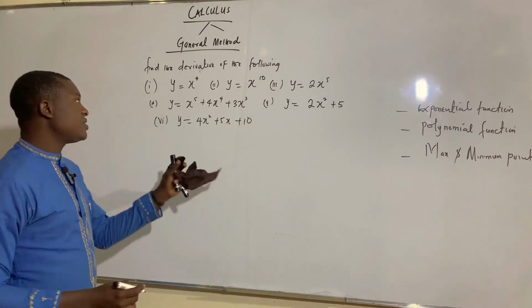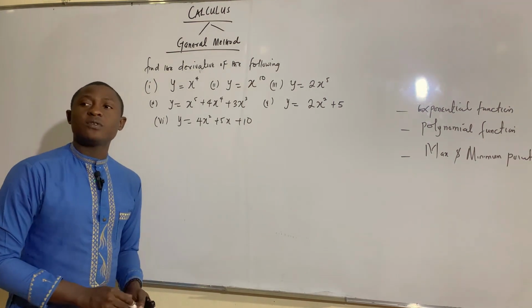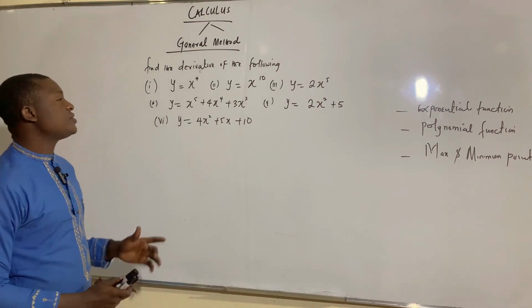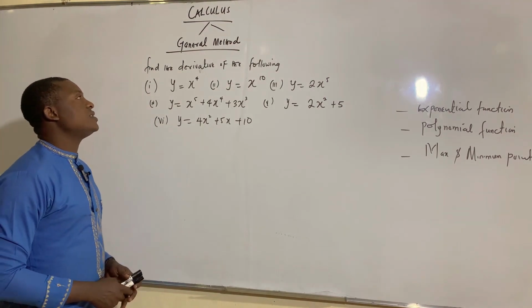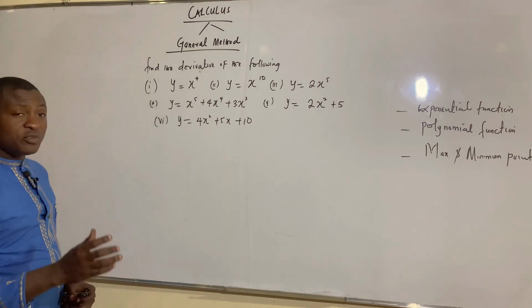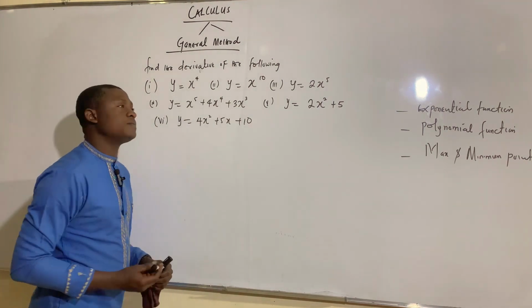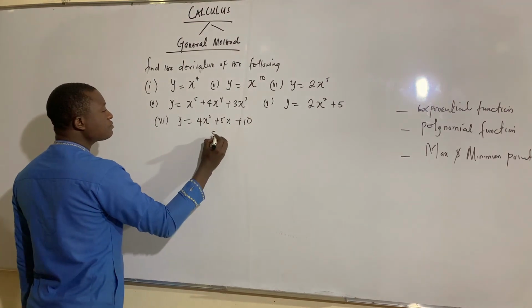So now let's look at this simple question. It says to find the derivative of the following. The first one, they say y is equal to x raised to the power of 4. The second one is y is equal to x raised to the power of 10. The third one, 2x^5. I will be taking them one after the other using the same law I just mentioned.